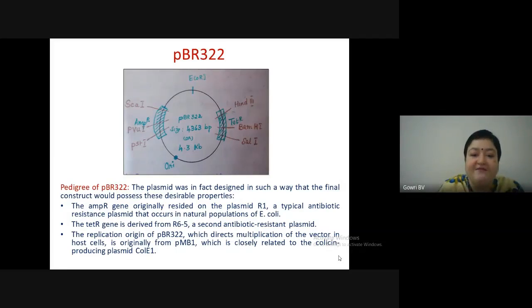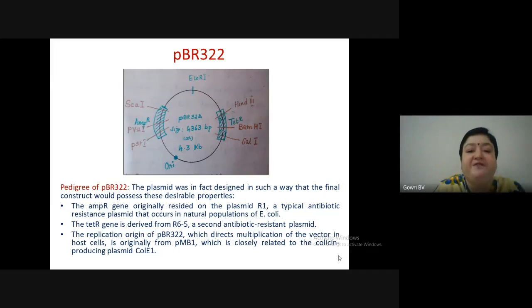So, pBR322 is a vector constructed by taking parts from three different plasmids. The ampicillin resistance gene is from the R1 plasmid. Tetracycline resistance is from the R65 plasmid, and the origin of replication is from the pMB1 plasmid. So that is what this slide is all about. I repeat the pedigree. The pedigree of pBR322 is very important to mark a question.